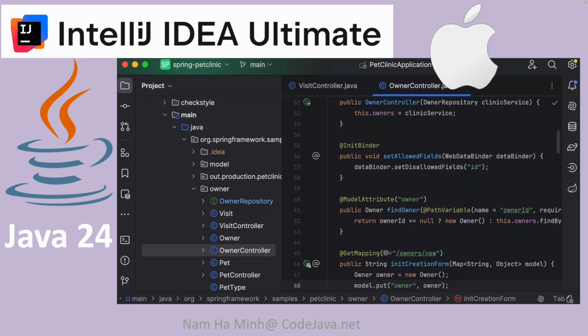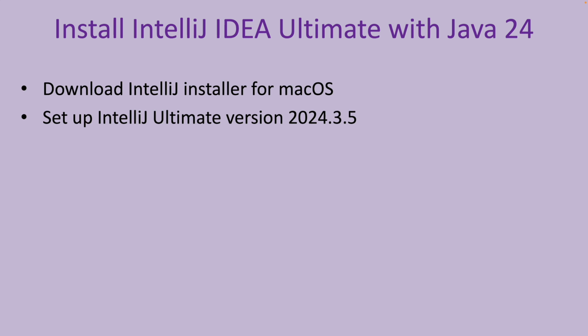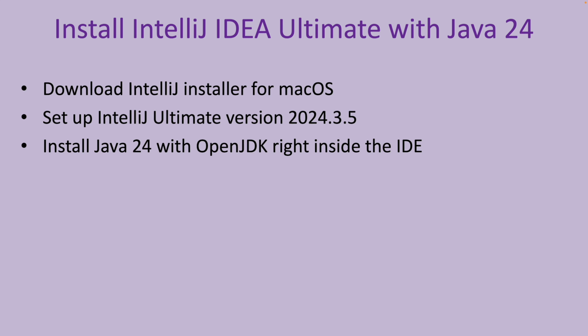Hello guys, in this video I'd love to help you get started with Java programming on Mac computers using IntelliJ, one of the most popular Java IDEs. In detail, I'm going to show you how to download the IntelliJ installer for macOS and then set up IntelliJ Ultimate Edition version 2024.3.5 as of April 2025, install Java 24 with OpenJDK right inside the IDE, and create and run your first Java project using IntelliJ IDEA Ultimate Edition.